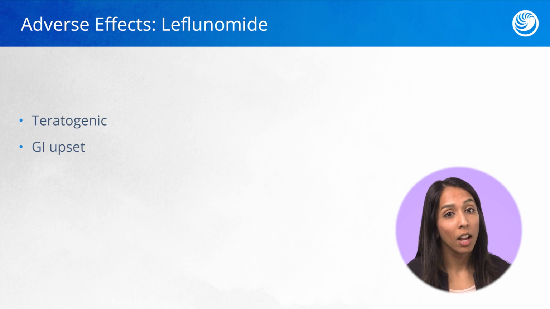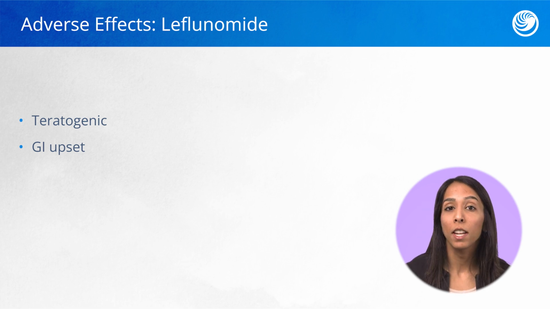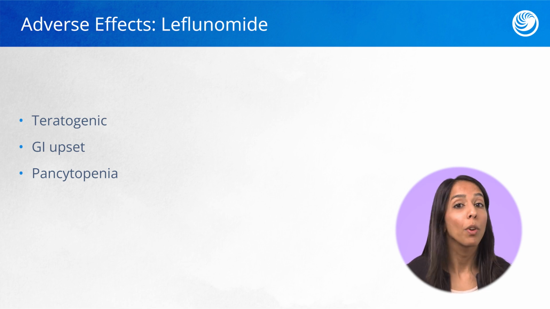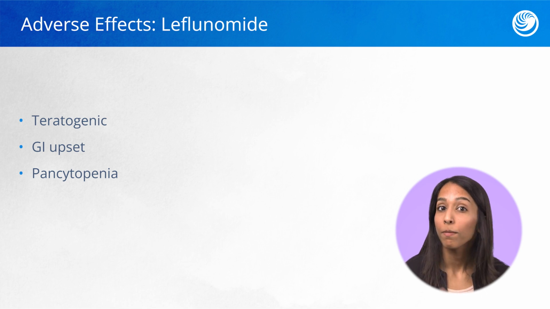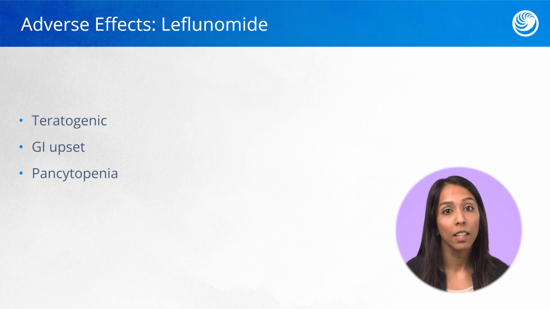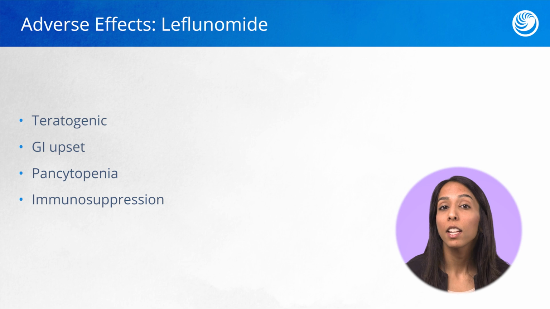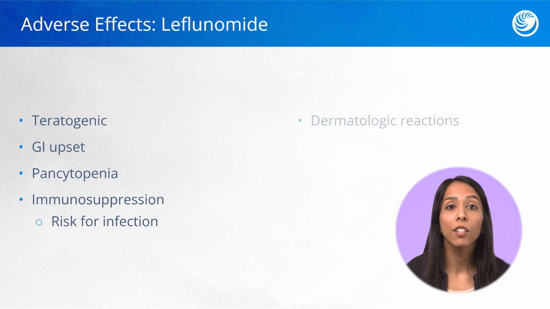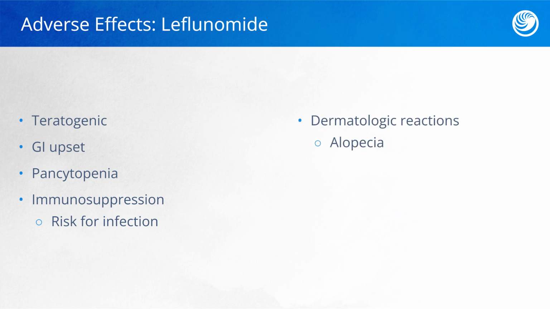Leflunomide alone can cause hematologic toxicity, including leukopenia, anemia, thrombocytopenia, and even pancytopenia. But this risk is higher when used in combination with other immunosuppressive agents. Because of its immunomodulatory effects, immunosuppression can occur. This can increase the client's risk for severe infections, including sepsis, opportunistic infections, and tuberculosis. Leflunomide can also cause a range of dermatologic reactions, including alopecia and a rash, as well as more severe presentations such as Stevens-Johnson syndrome.